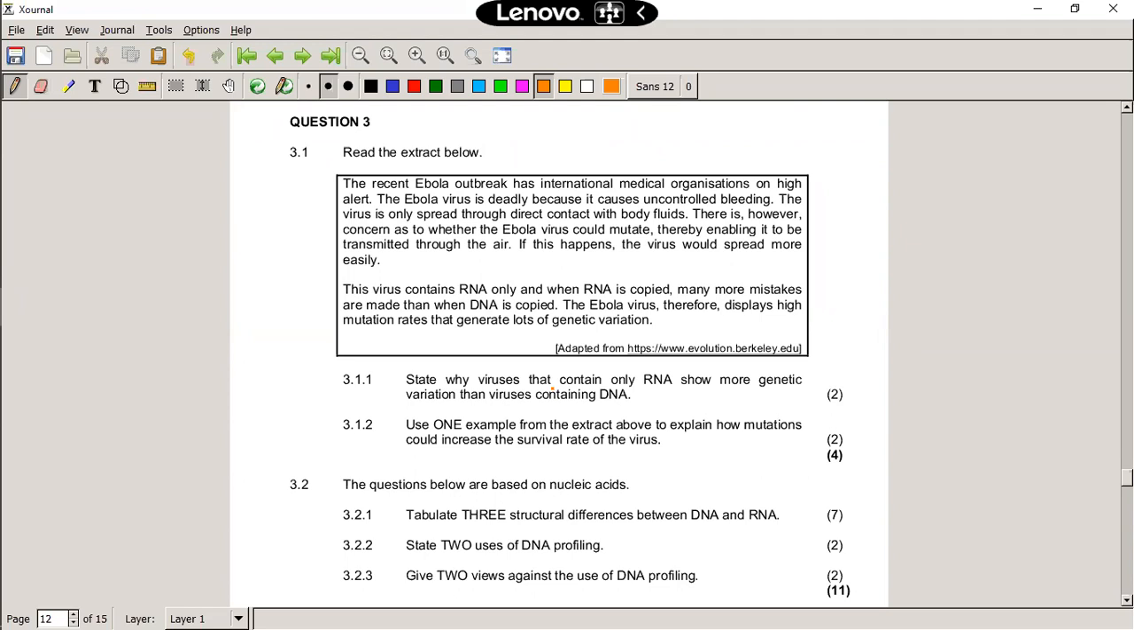There is, however, concern as to whether the Ebola virus could mutate like Corona did, thereby enabling it to be transmitted through the air. If this happens, the virus would spread more easily. Doesn't that sound familiar as well with Corona? Especially the South African variant that they say is more transmissible, easier to transmit from one person to another. The virus contains RNA only. And when RNA is copied, many more mistakes, we call them mutations, are made than when DNA is copied. The Ebola virus therefore displays high mutation rates that generate lots of genetic variation.